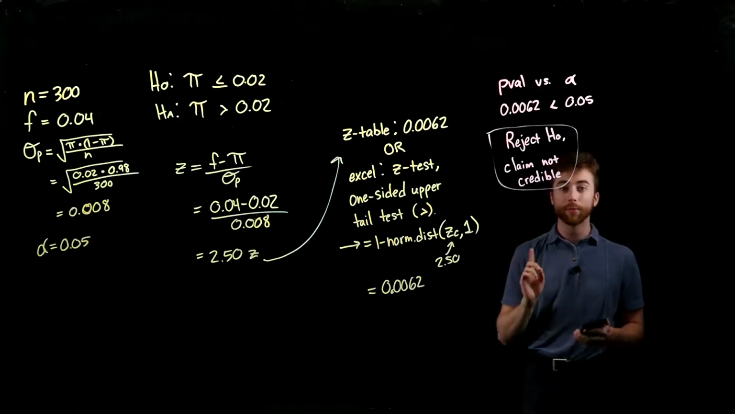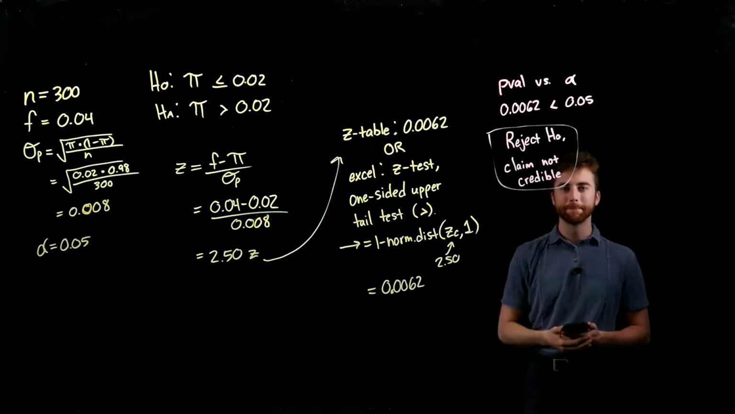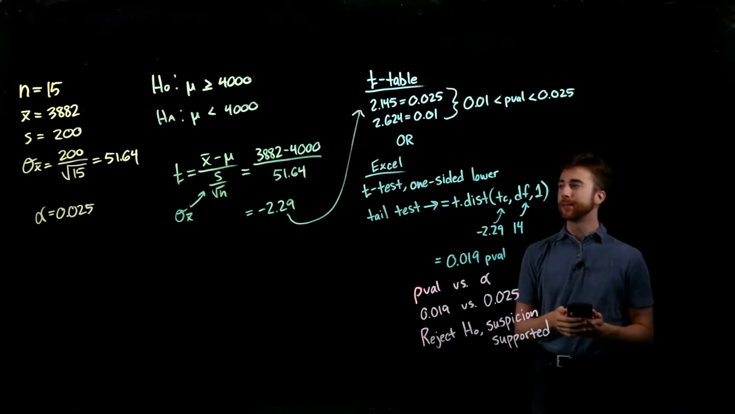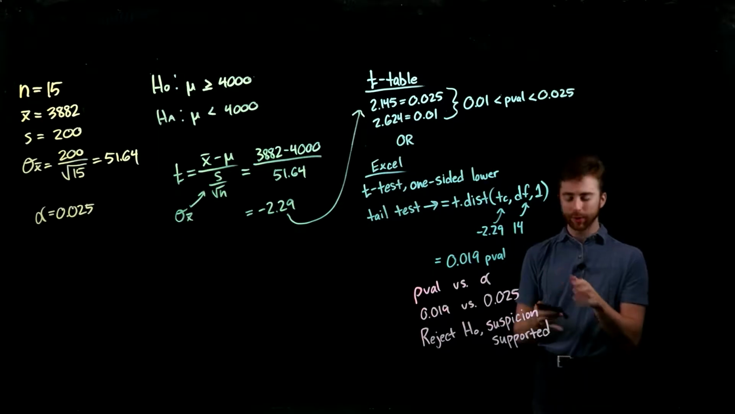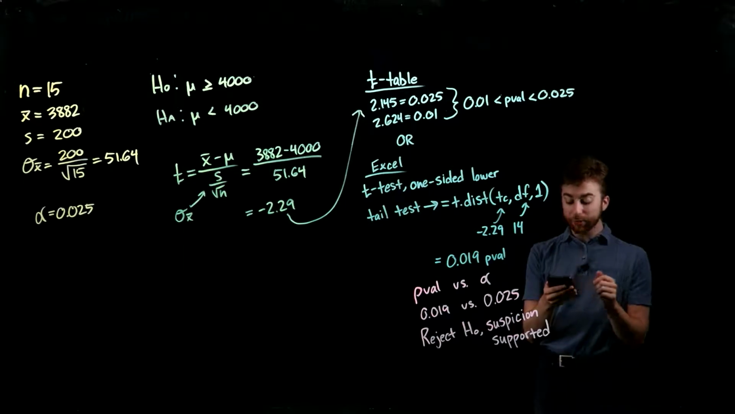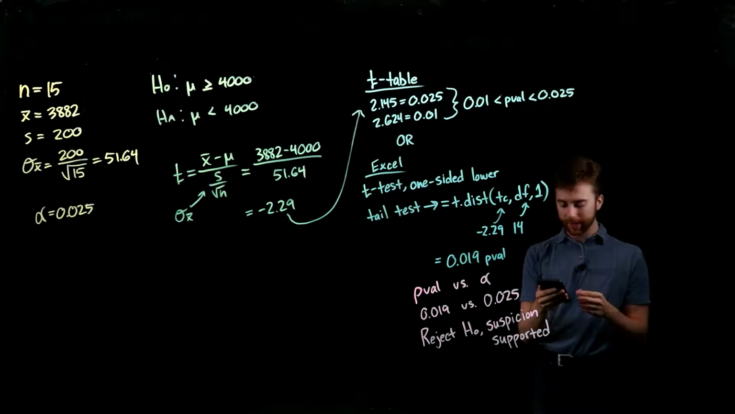So let's run through one more quick example to wrap everything up. All right, so one final example to go through. Again, the whole problem's listed in the description, so read along with that as we go through it. What we're looking at is that it's been reported that the average life for halogen light bulbs is 4,000 hours. So that's what's reported.